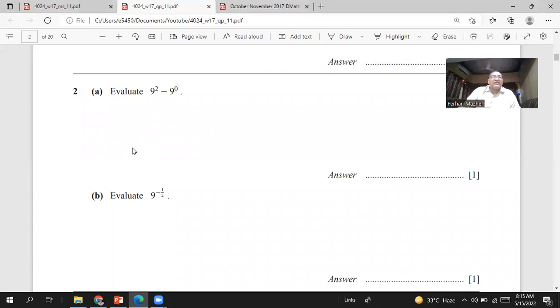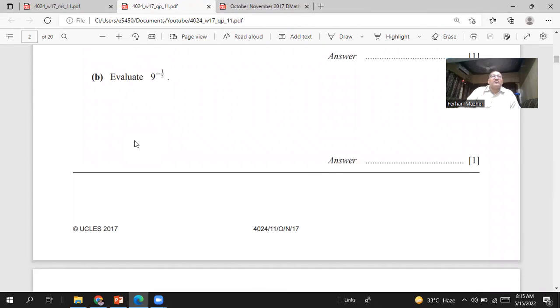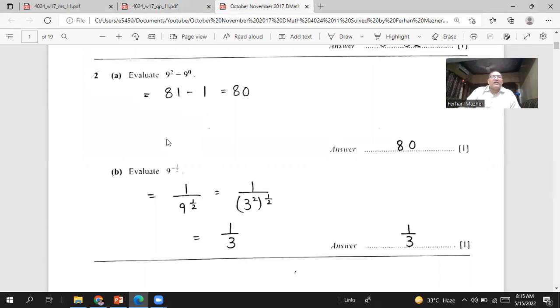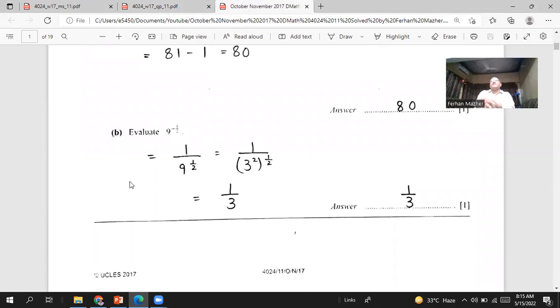Then the next part is 9 raised to power minus 1 by 2. Because the power is negative, take it downstairs. When you take it downstairs, the power will become positive. So you will have 1 by 9 raised to power 1 by 2. In the place of 9, put 3 square, because 9 is 3 square. So 3 square raised to power 1 by 2, the powers multiply, 2 and 1 by 2 cancel. So you will have 1 divided by 3. So that is your answer. So 80 and 1 by 3 is our answer.